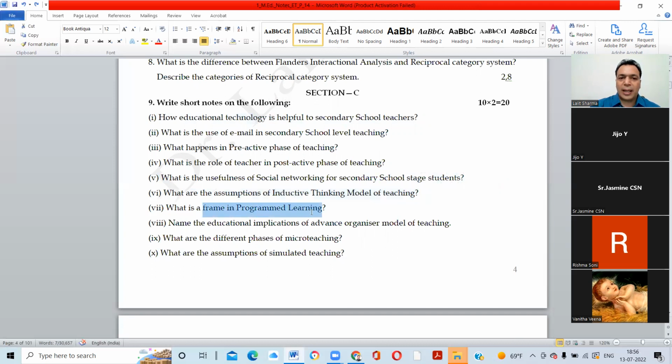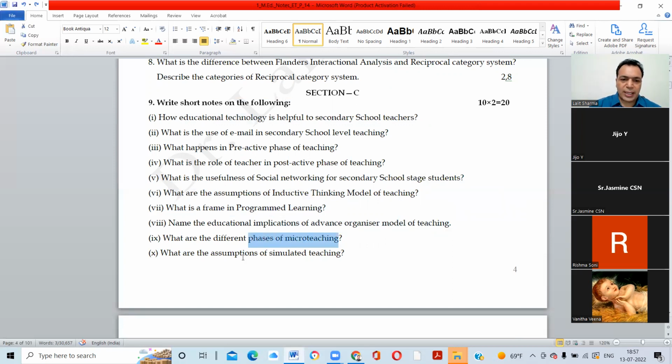Frame in programmed learning, what do you call it? Educational implications of the advance organizer model of teaching. So you have to talk about the implications. And in general, guys, you can write it, because you know that these models are for the development of the teacher, right? You just have to write about what the implications are, how they are helpful for the teachers, basically.